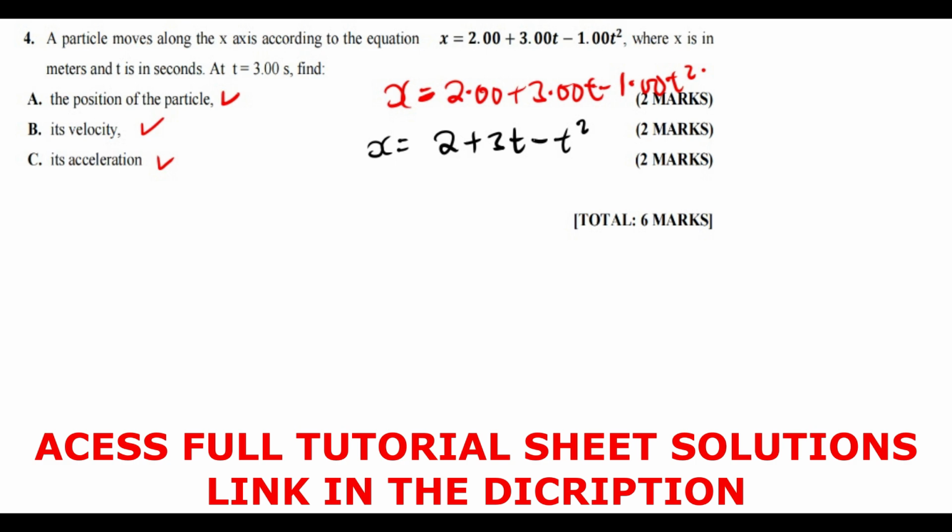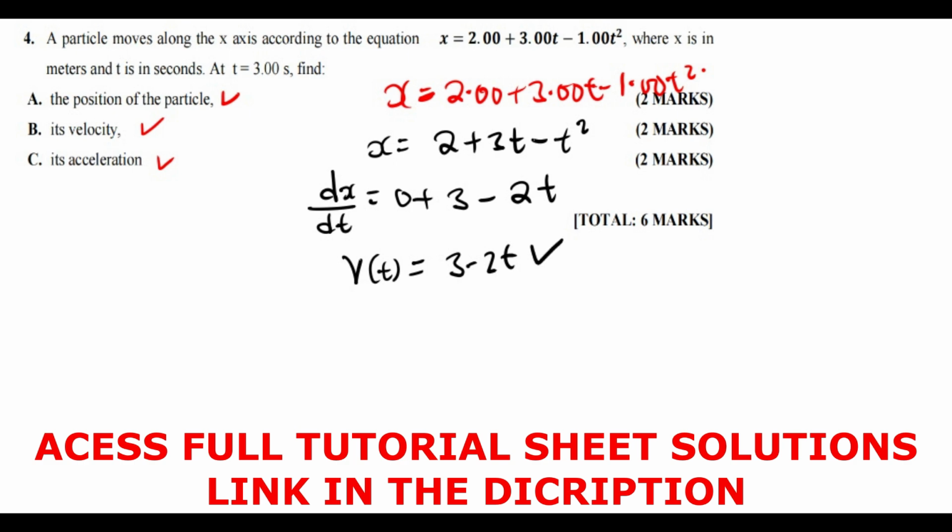Now, let's differentiate this one. If I find dx over dt, I'm differentiating with respect to t, which is the time. The derivative of 2 is 0. The derivative of 3t is 3. The derivative of t squared, you drop the power, is going to be 2t. Meaning the formula for the velocity with respect to time is going to be 3 minus 2t. That's the formula I'm going to use.